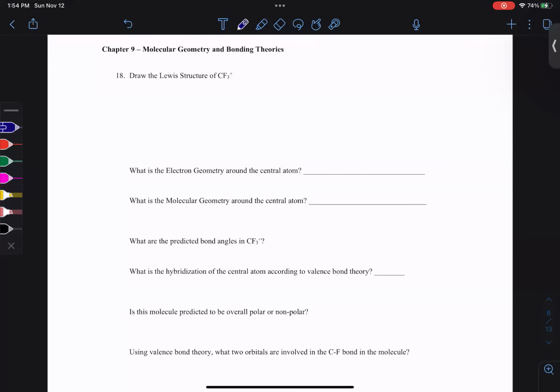Chapters 8 and 9 definitely relate to one another because we're constantly drawing Lewis structures. But in chapter 9, we go into more detail on how to interpret those Lewis structures and get more information about a molecule from one. We just went over ionic compounds and studied their lattice energy, their bonding characteristics. Now, with molecular geometry and Lewis structures, we're shifting gears to molecular compounds.